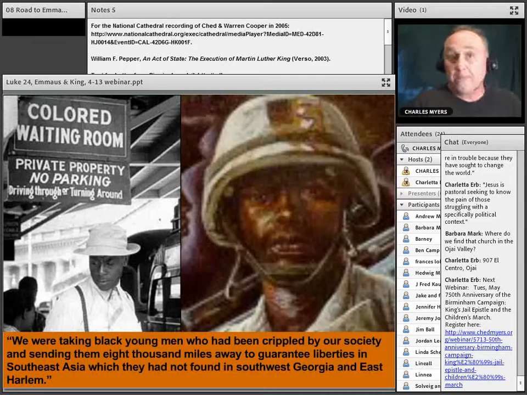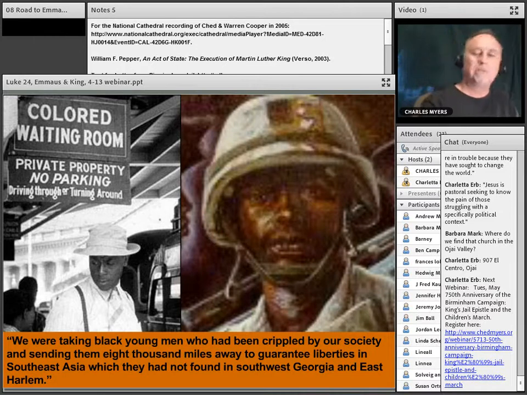So the first point he makes about the Vietnam War, which caused him to break his own silence, was what we would today call militaristic racism or poverty conscription, where he famously talked about black young men who had been crippled by U.S. society being taken and sent 8,000 miles away to guarantee liberties in Southeast Asia, which they had not found in Southwest Georgia and East Harlem. This is a theme that he sounded repeatedly in the last year of his life.